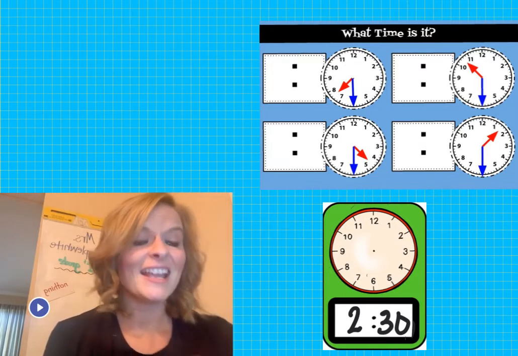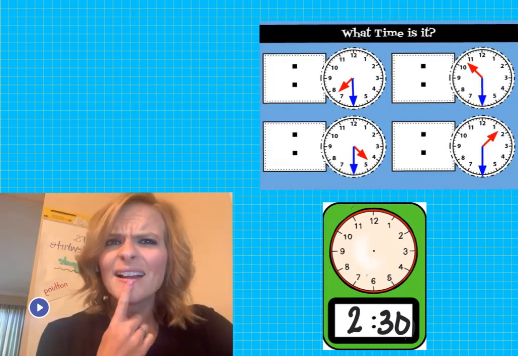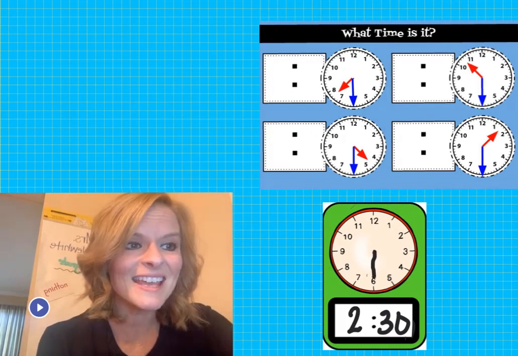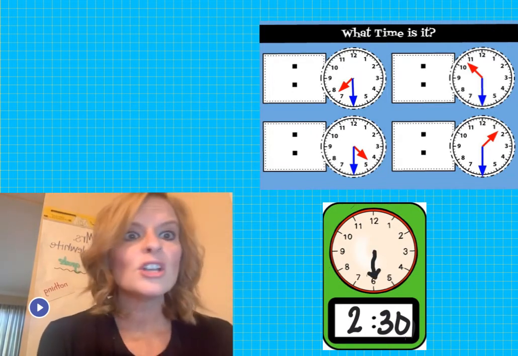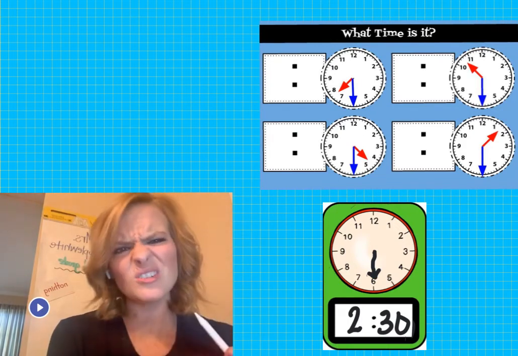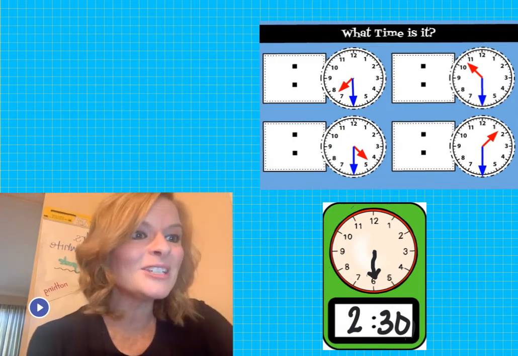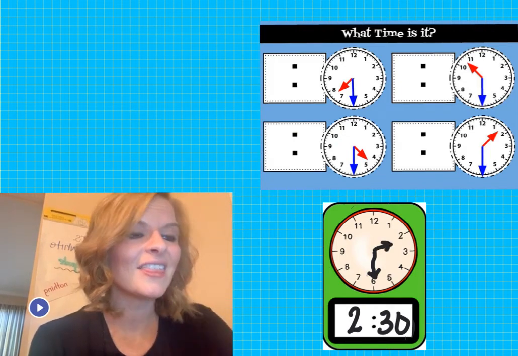So let's draw the hands on the analog clock. If it's 30, we're going to draw it pointing where? Yes, good job, pointing to the 6. And now 2. The hour, it's 2:30. Where's it going to be? Yes, between the 2 and the 3.